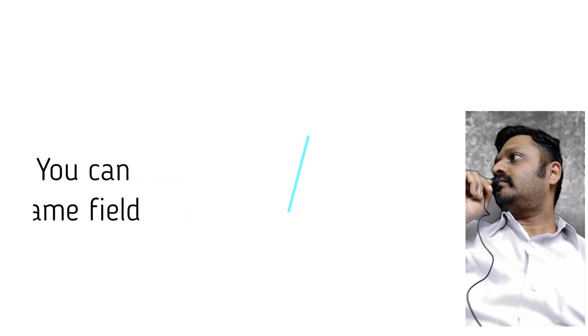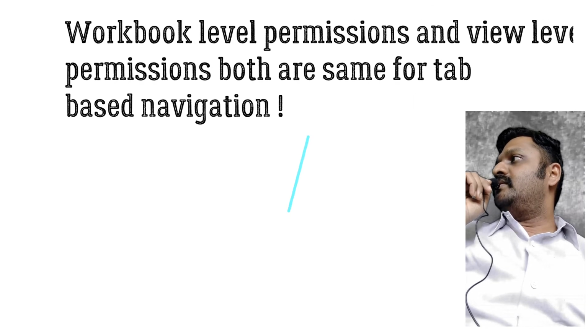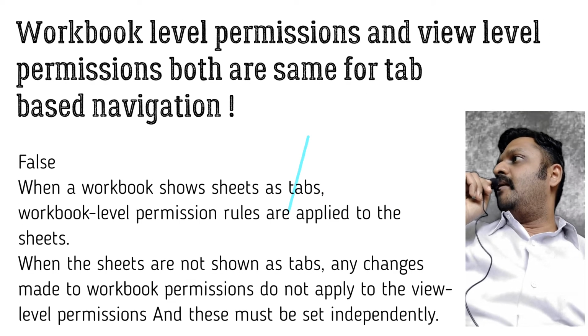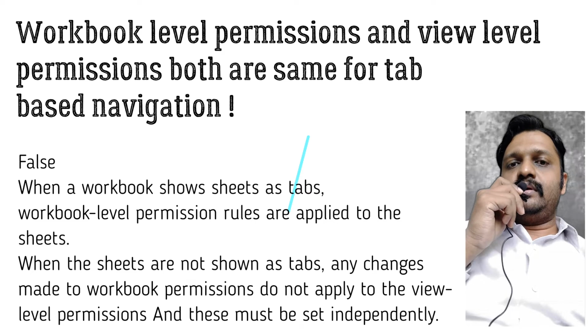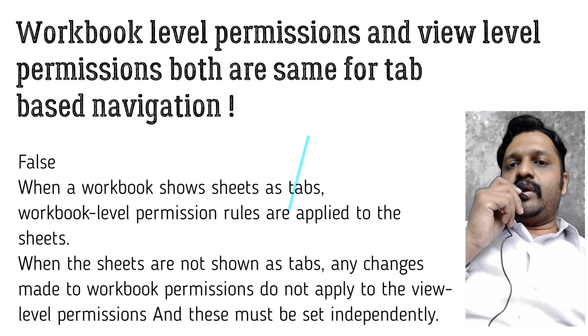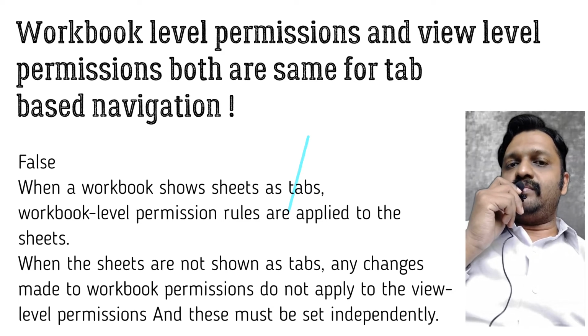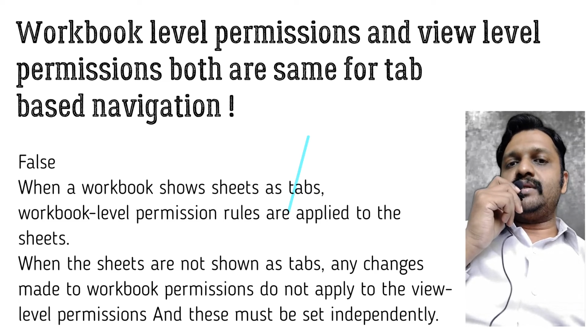Next question. Workbook level permissions and view level permissions both are the same for tab based navigation. That is false. When a workbook shows sheets as tabs, workbook level permission rules are applied to the sheets. When the sheets are not shown as tabs, any changes made to the workbook permissions do not apply to the view level permissions and these must be set independently. That is why the workbook level permissions and view level permissions both are not the same for tab navigation.